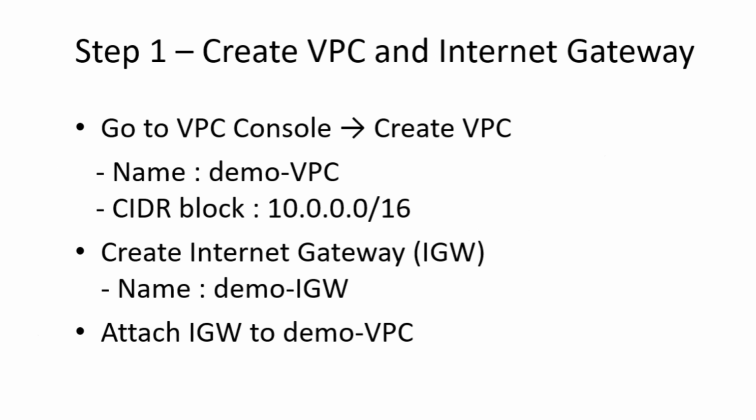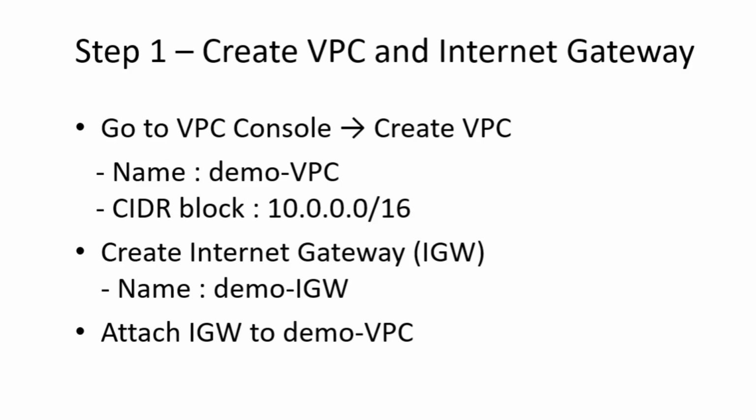Our first step is to create a new VPC. In the AWS Management Console, open the VPC service and choose Create VPC. We'll name it Demo VPC and set the CIDR block to 10.0.0.0/16, which defines the private IP address range for our network. This VPC will serve as the isolated environment where all our resources will run.